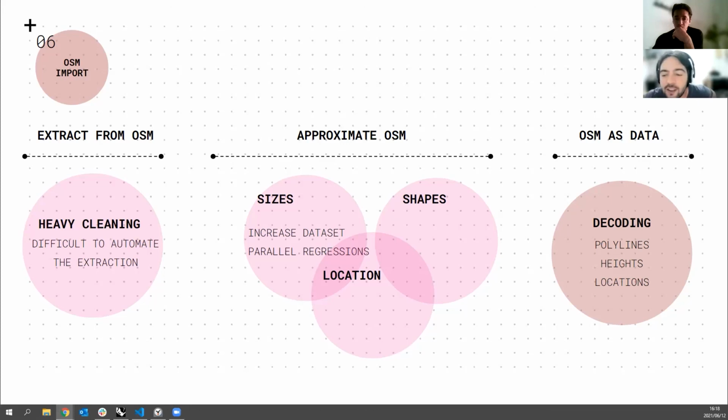But to be honest, by the end of the process, we were very excited with the strategy that was more about decoding the information of the OSM type file, from where we could extract the polylines, the heights, and the location information, essentially taking geometry entirely out of the picture and establishing a direct link between OSM and our prediction model.